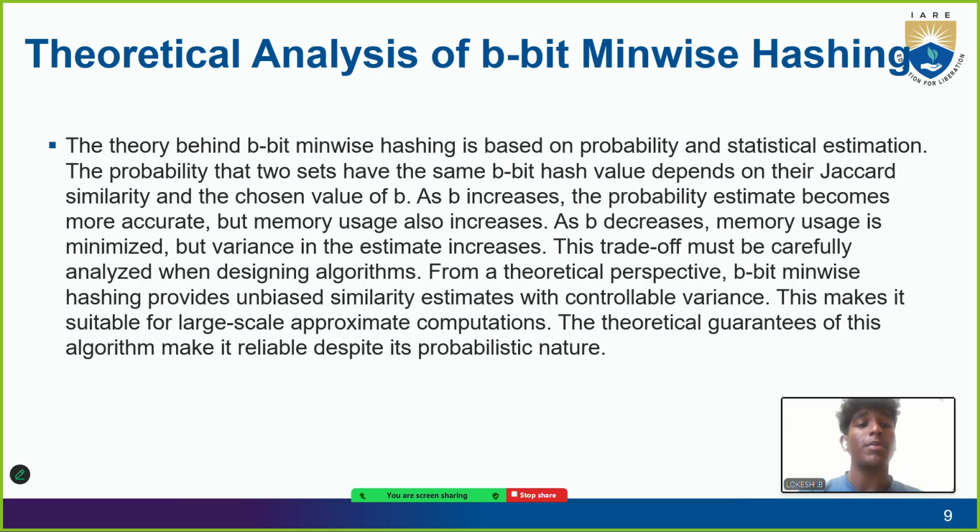From a theoretical perspective, b-bit minwise hashing provides unbiased similarity estimates with controllable variance. This makes it suitable for large-scale approximate computations. The theoretical guarantees of this algorithm make it reliable despite its probabilistic nature.